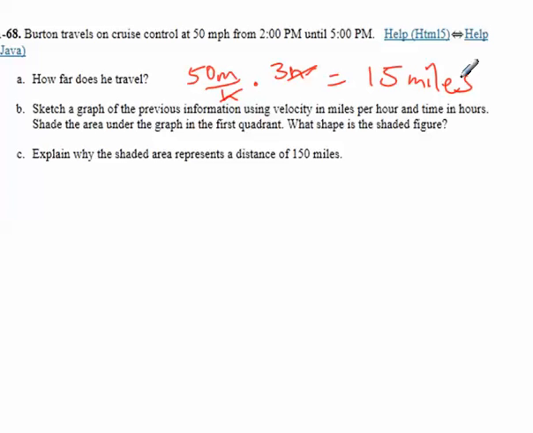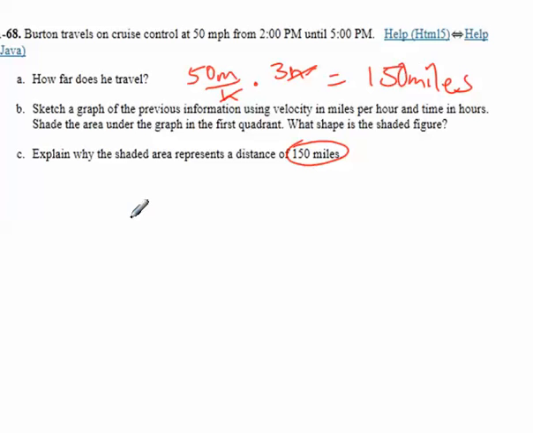B, sketch the graph of the previous information using velocity in miles and time in hours. Shade the area under the graph in the first quadrant. What shape is the shaded area? And explain why it represents 150 miles. See, there's the answer. Oops, I forgot to put the 0.